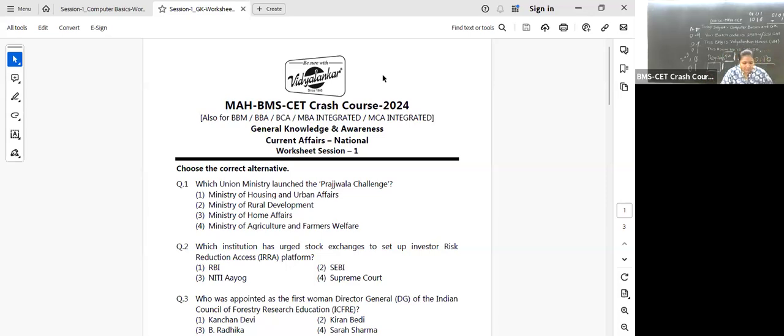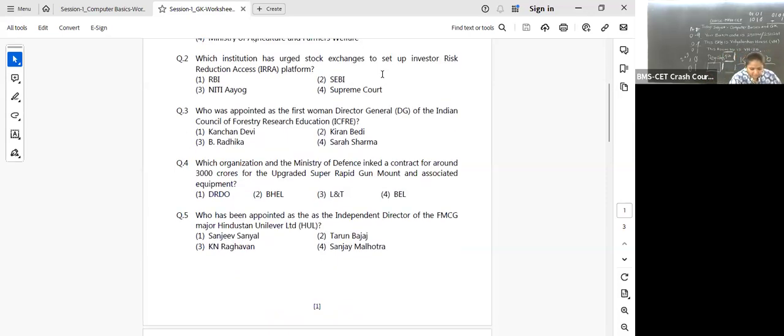Which organization and the Ministry of Defense inked a contract for around 3,000 crore for the upgraded super rapid gun mount and associated equipments? Anybody? Niti Aayog. No. Anybody? It's option 2, second option. BHEL stands for Bharat Heavy Electricals. Yes. Please mark option 2, BHEL.